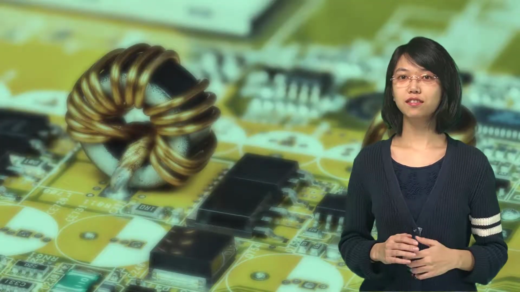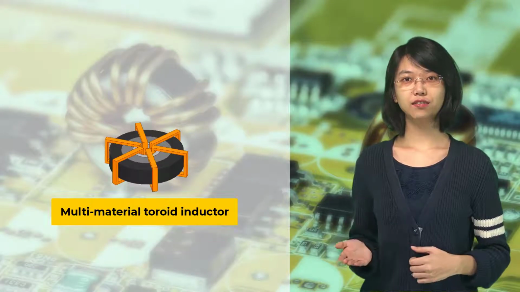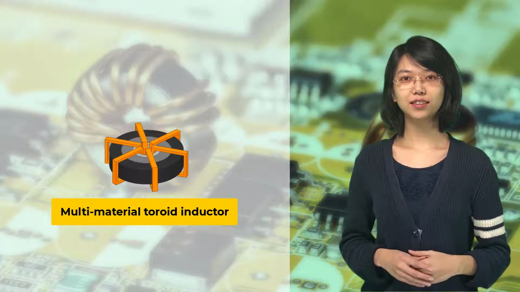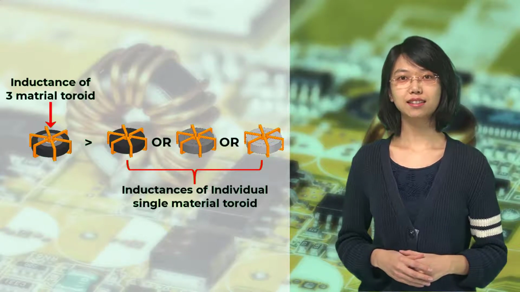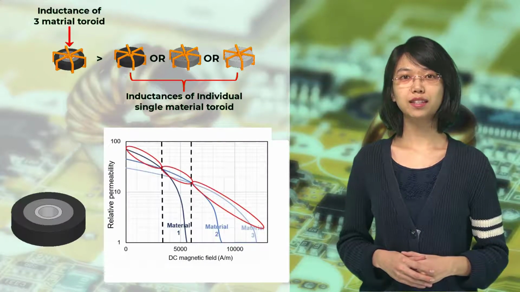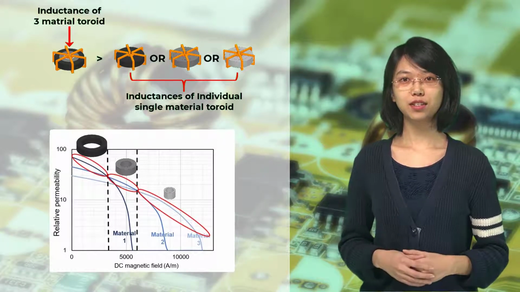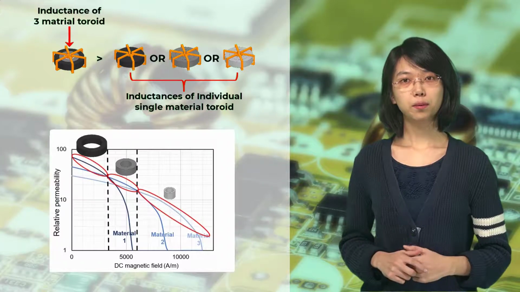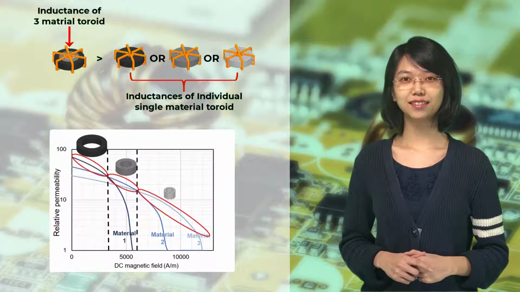Welcome to this Ansys Innovation course on multi-material inductors. In our last video, the overview video, we showed that a three-material toroidal inductor should have higher inductance than single-material inductors of the same size, because the material with the highest permeability is used for each ring that corresponds to a different H-field range. In this video, we will verify the statement by simulating in Ansys Maxwell.